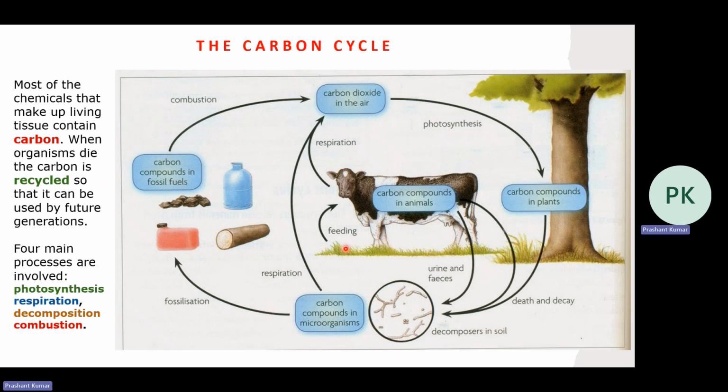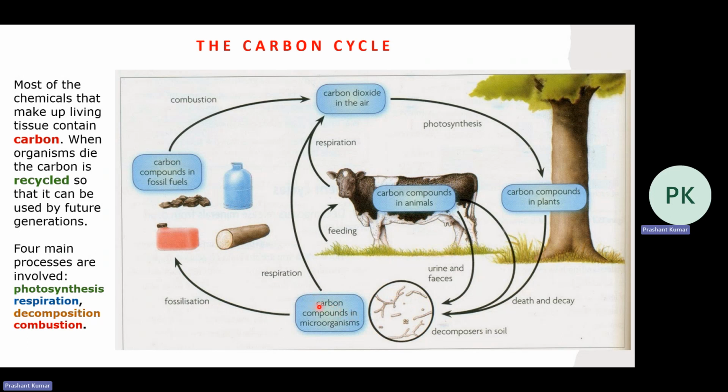Then we have the carbon cycle. So to understand this carbon cycle, let's start with the carbon compounds, right? Which are present in the microorganisms. They act as decomposers, right? So let's start with the feeding process. Let's start with the cow, right? So the cow is feeding, so carbon is going into the cow. The cow is metabolizing the carbon, producing urea, uric acid, feces, right? So it goes into the environment, right? And then they are decomposed by the organisms.